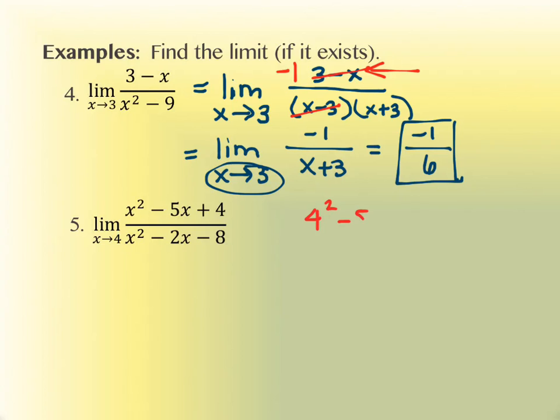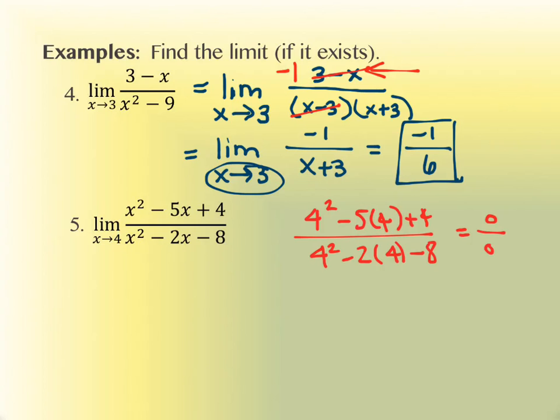4 squared minus 5 times 4 plus 4 over 4 squared minus 2 times 4 minus 8. What do you get? What's on top? 0, which is fine. There's nothing wrong with that. What's on bottom? 0, and that's what causes our problem, right? So if you wanted to, you could just check the denominator. Okay, you don't have to necessarily check the numerator.